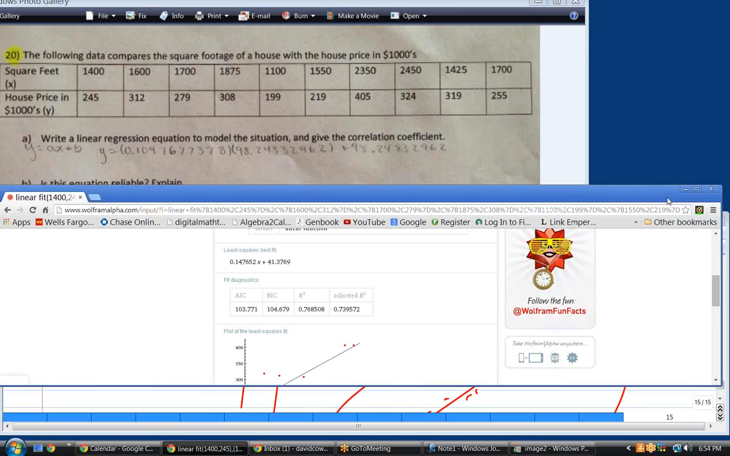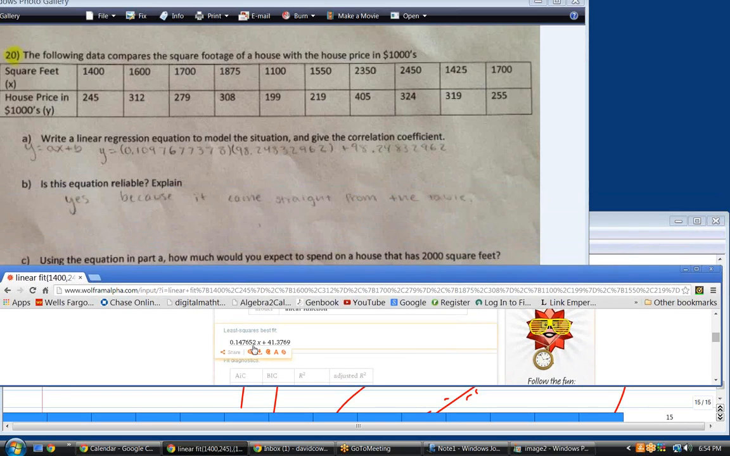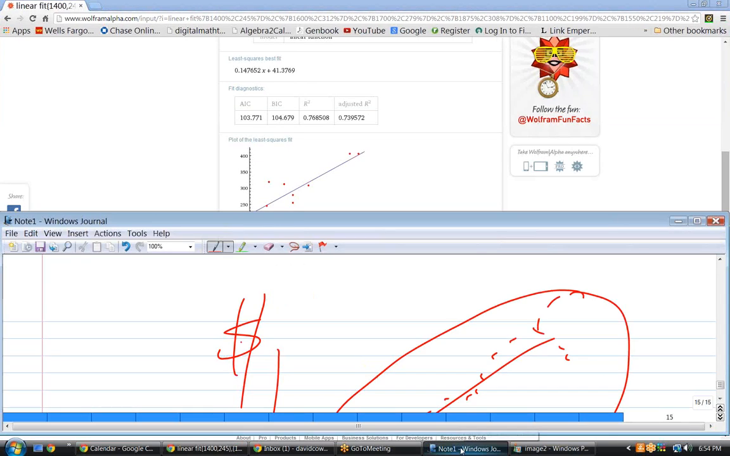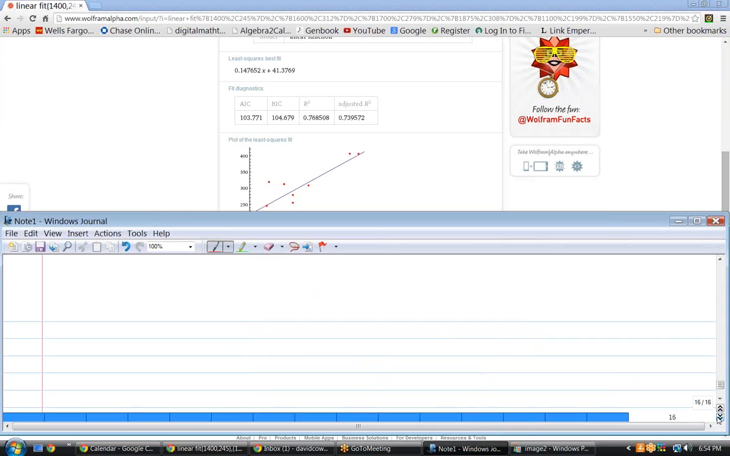Okay. So, if we use the equation that we have, which is still on my screen here, to predict how much you would expect to spend on a house that has 2,000 square feet, how are we going to do that? Would you plug 2,000 in for X? Yeah.